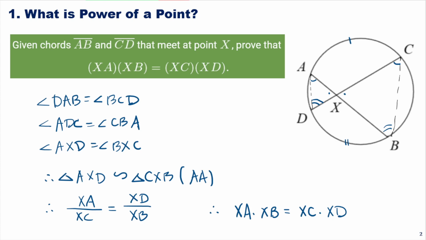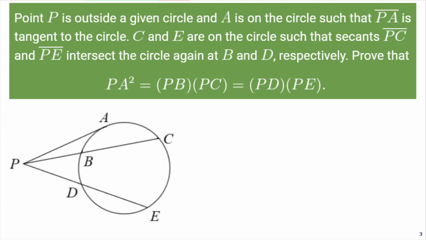Having finished with the points inside the circle, we turn to points outside the circle. So let's consider another question here. Point P is outside a given circle, and A is on the circle such that PA is tangent to that circle. C and E are on the circle such that secants PC and PE intersect the circle again at points B and D, respectively. Can you prove that PA squared equals PC times PB, which also equals PD times PE?